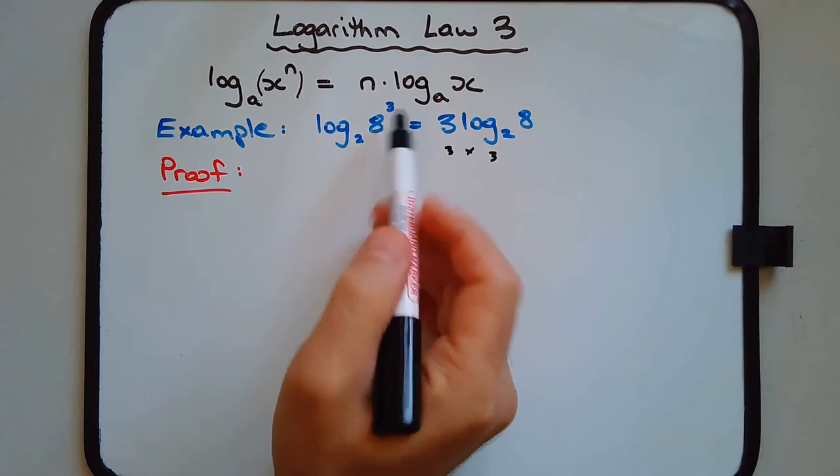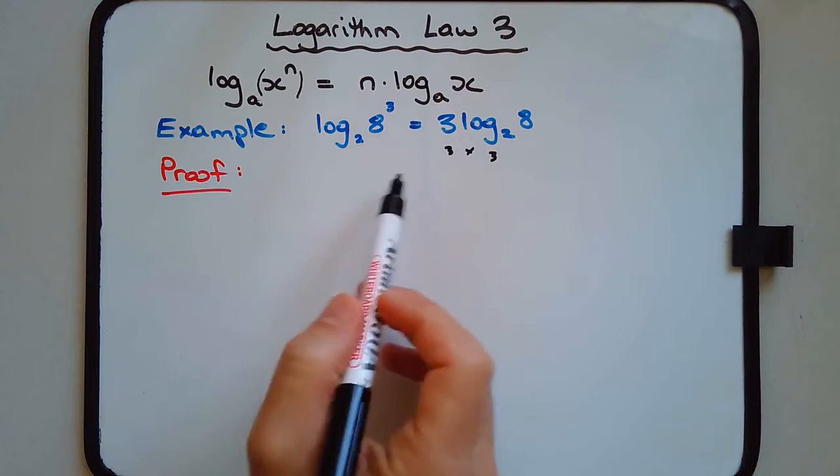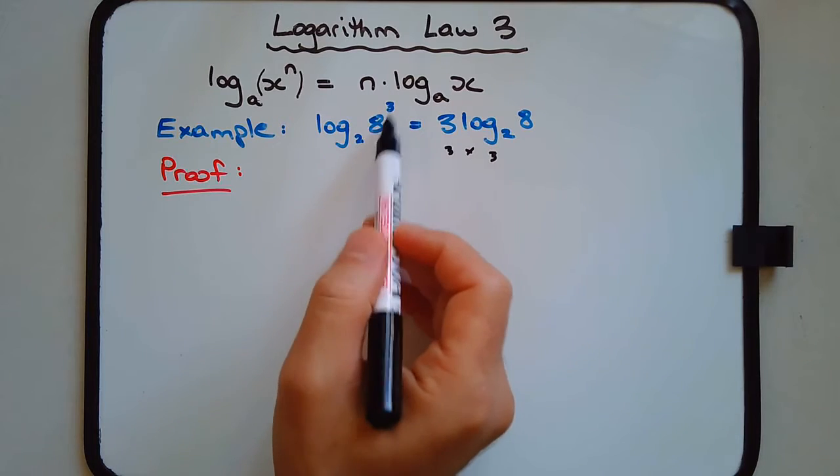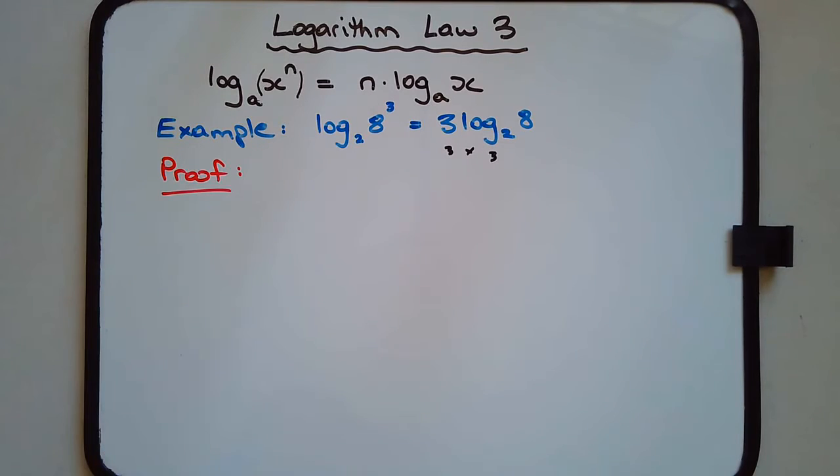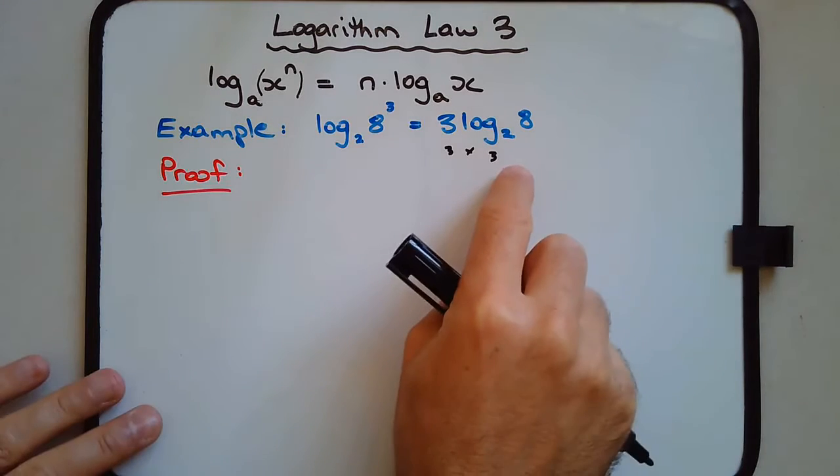8 to the power of 3 is in fact 512, and 2 to the power of 9 will give you 512. So this does work, at least in this particular example. So let's now prove it generally.